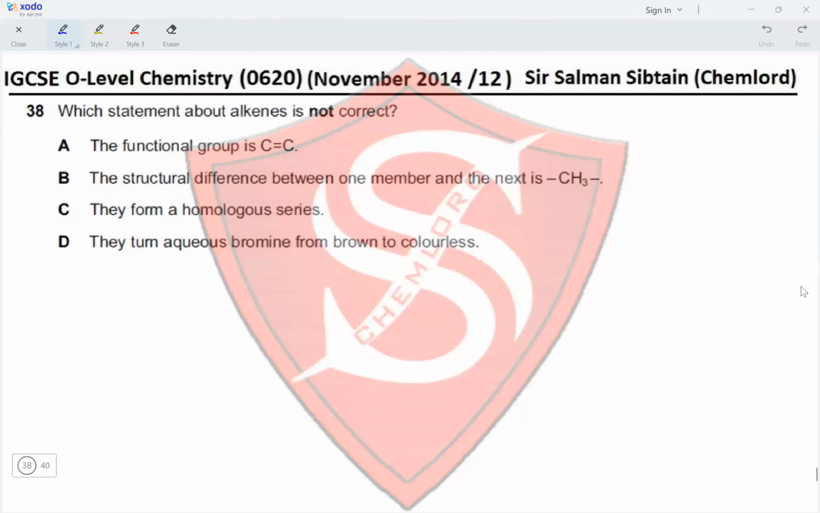Question 38. Which statement about alkenes is not correct? The functional group is C double bond C. Yes, this is correct. The structural difference between one member and the next is CH3. No, the structural difference is always a CH2 group. They form a homologous series. Yes, alkenes are a homologous series of compounds. They turn aqueous bromine from brown to colorless. Yes, this is a test for unsaturation or for the presence of a double bond. So this makes option B the correct option for this question.